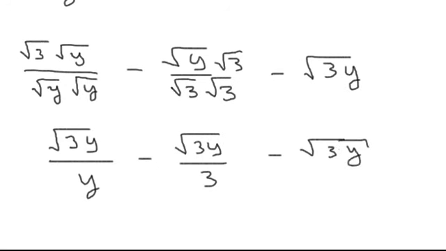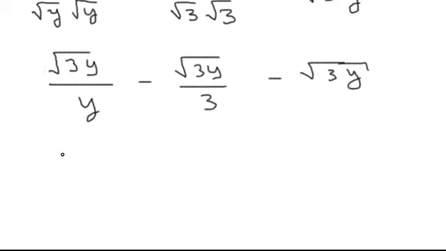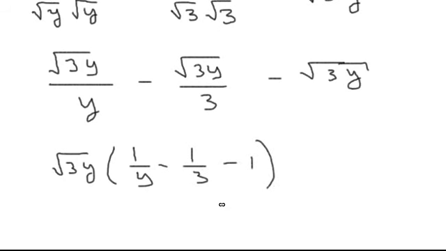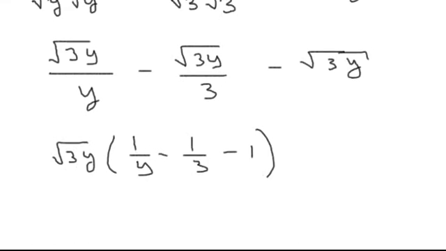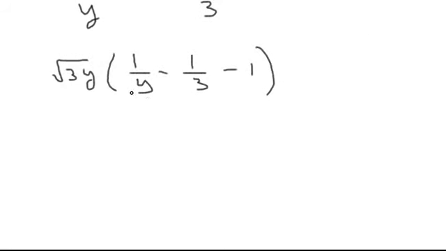Now I can go ahead and factor out the square root of 3y since it occurs in all of our terms. So this becomes 1 over y minus 1/3 minus 1. And then of course you can join all this together in one single fraction. But I'm just going to leave it like that. You can go ahead and join this up if you want. But we're going to end it there.